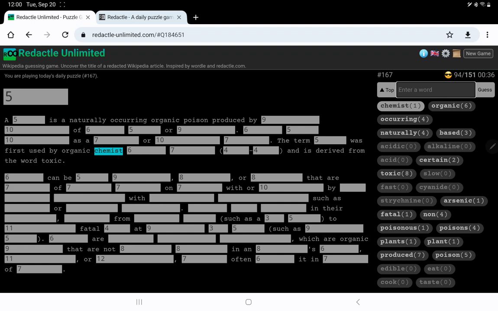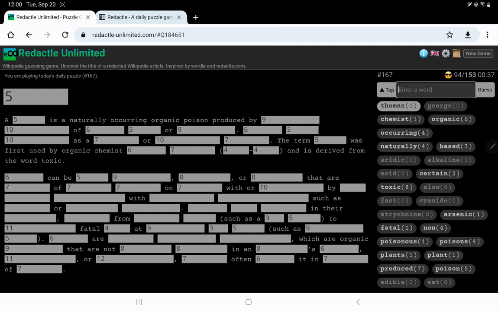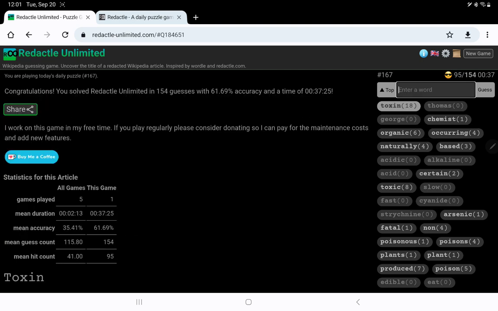So who's a famous organic chemist? I don't think I know any. Let's try George. No, how about Thomas? No, probably a fool's errand trying to think of that. Oh, and is derived from the word toxic. Okay, I think, sorry I didn't see that earlier, but having matched on toxic, I think we can make a guess at the five-letter word. So a little bit lucky there, but that's going to be toxin, I think. There we go. Whew.